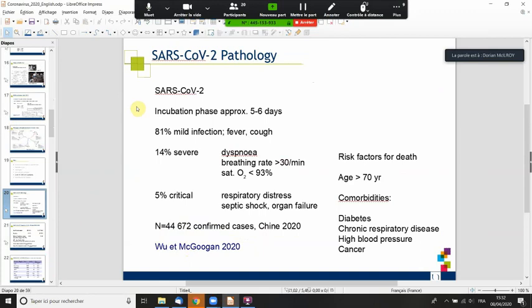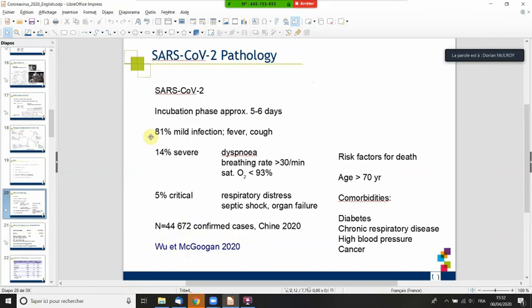So once again, incubation phase, about 5 to 6 days. 81% of those people had a mild infection, fever, cough, didn't really need oxygen. 14% classified as severe, so breathing difficulties, breathing rate more than 30 per minute. This is something you can test yourself at home if you're worried about it. And oxygen saturation less than 93%. And then they had 5% patients who were critical. So that means acute respiratory distress, or you might even have septic shock and multiple organ failure. So these are the people who need to go into intensive care, and these people need hospital care.